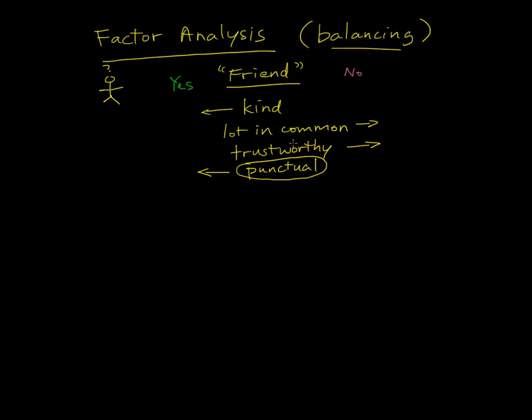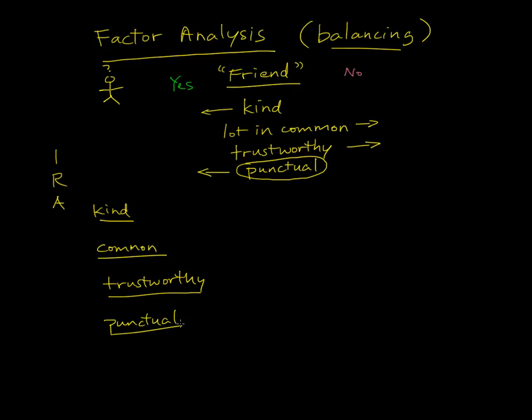So the way that we organize a memo around a factor test is pretty similar to what we do for an elements test. We're still following the IRAC formula. So we start with the issue and the rule. And then when we get to the analysis part of our memo, the A in IRAC, we write a separate heading for each factor. So we had the kindness factor, a lot in common factor, the trustworthiness factor, and finally the punctuality. How punctual is this person? These were the factors that we considered.